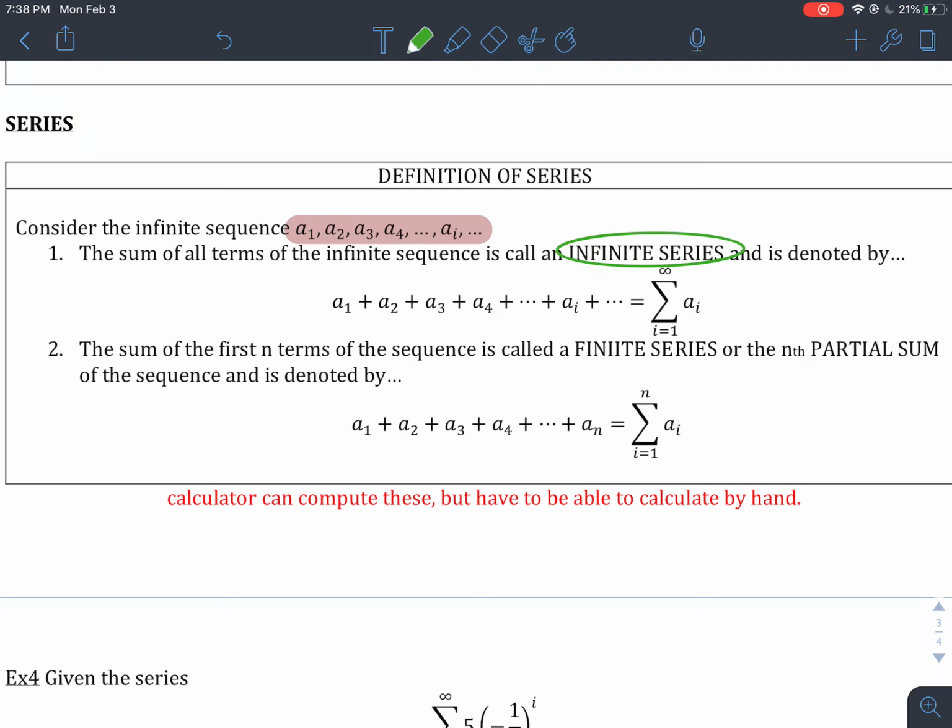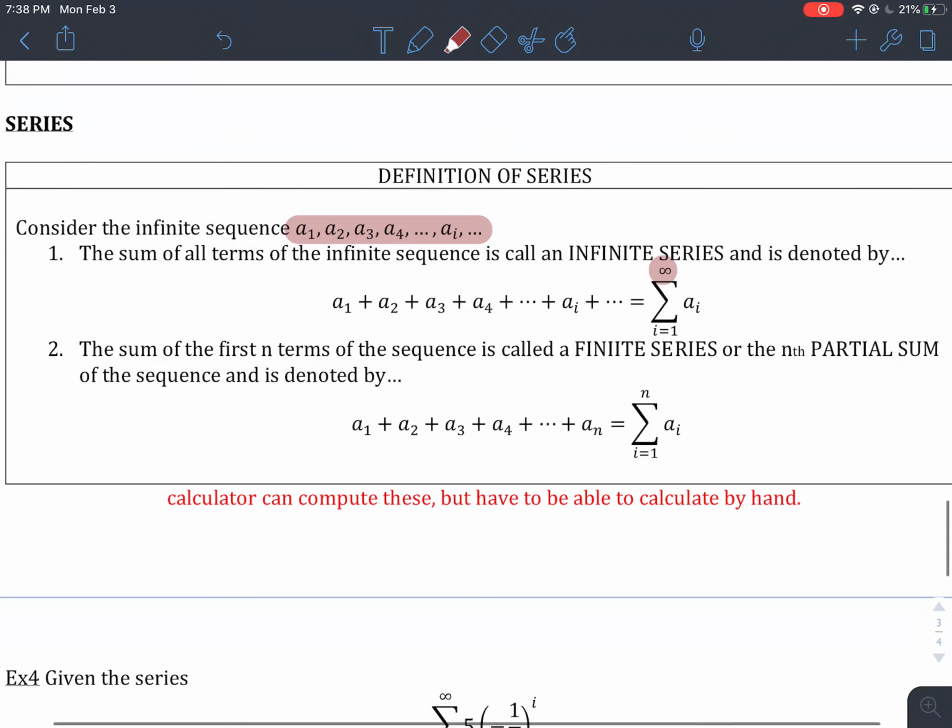We can also write it out this way, a sub 1 plus a sub 2 plus a sub 3 plus a sub 4 plus dot, dot, dot. That's going to indicate all the terms between, our arbitrary term, a sub i, plus dot, dot, dot. That dot, dot, dot implies we're going off to infinity. Or the more common way, we can use our summation notation, where our upper limit in an infinite series is going to be infinity.